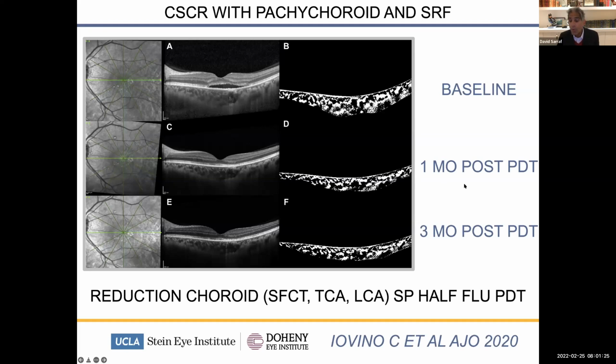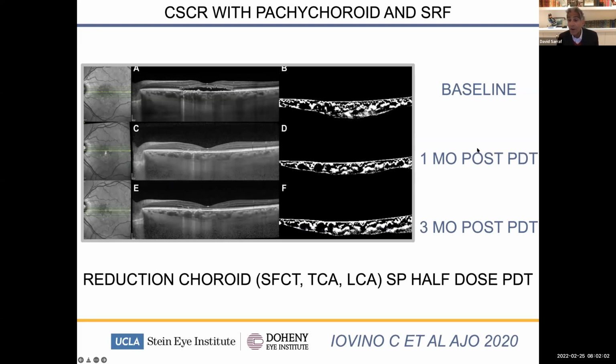And what we found is that both after half fluence and half dose PDT, there's a shrinkage of the choroid at 1 and 3 months that is associated with a commensurate resolution of the subretinal fluid, indicating again that the choroid is driving fluid into the retina in CSR, and that PDT can mediate resolution of that fluid. And this is a case of half fluence PDT, where you can see shrinkage of the choroid, a reduction in the choroidal thickness, the total choroidal area, and the luminal choroidal area after half fluence PDT.